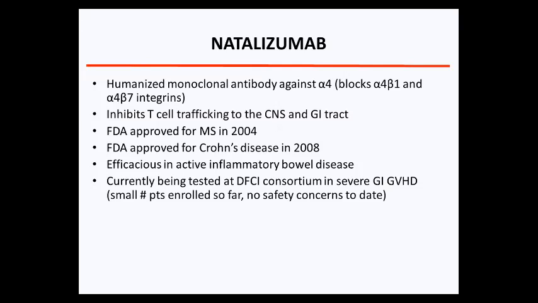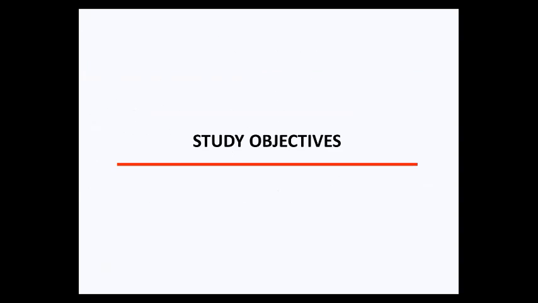It was approved for multiple sclerosis in 2004. Was approved for Crohn's disease, relapsed refractory, non-responding to previous immunosuppression in 2008, and has been shown to be efficacious in active inflammatory bowel disease. It is currently being tested at the Dana-Farber in severe GI-GVHD. Small numbers of patients have been enrolled so far, and so far no safety concern has been recorded.